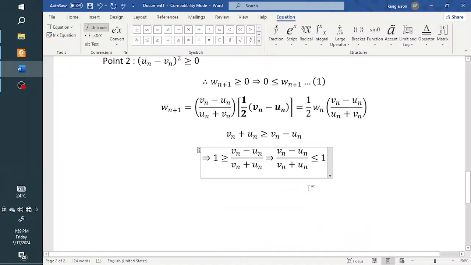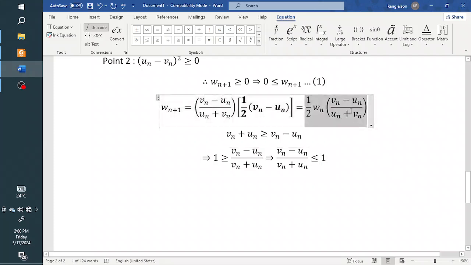Okay, now see what I'm going to do next. You realize that I have now created an inequality. Now for me to have everything here, I'm going to multiply both sides by half wn.